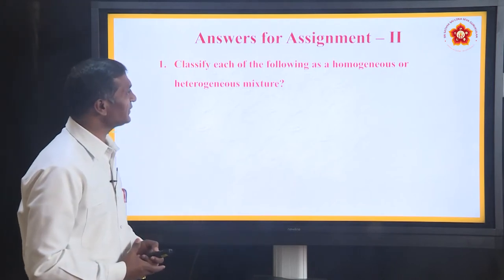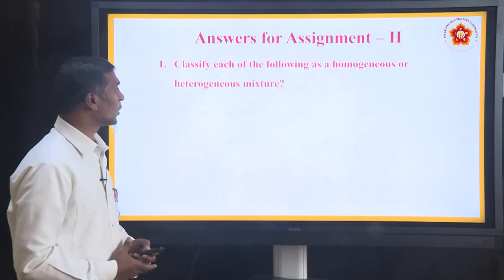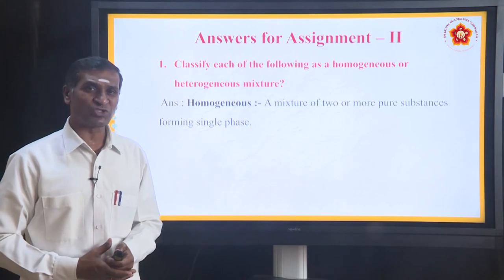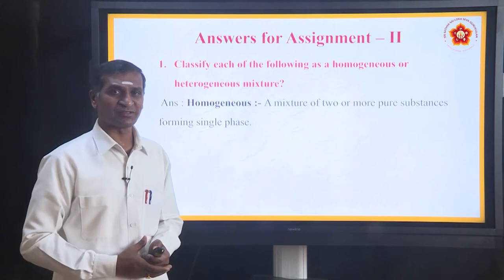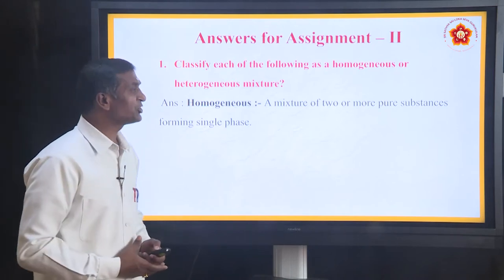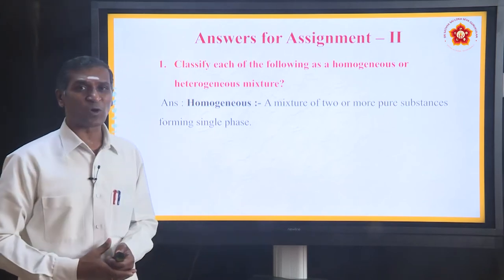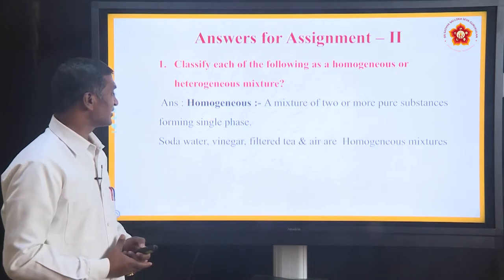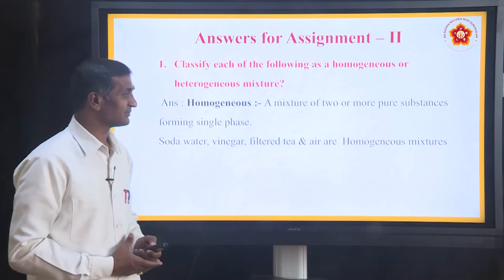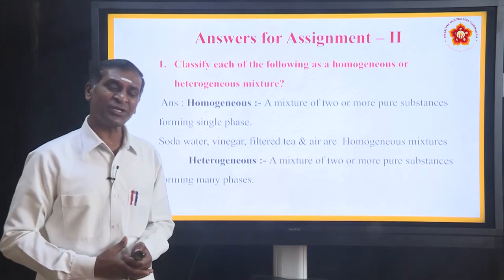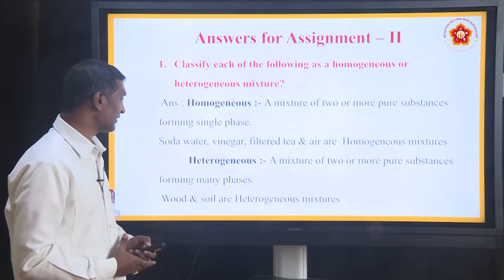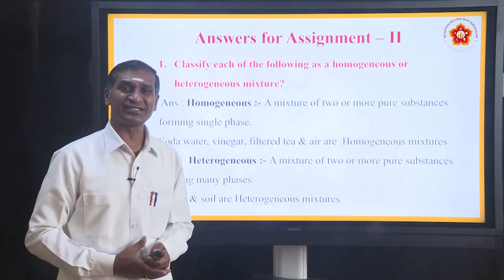The first question: classify each of the following as a homogeneous or heterogeneous mixture. Let us know what this homogeneous mixture is. A homogeneous mixture, a mixture of two or more substances, that too, a mixture of two or more pure substances which form a single phase. Soda water, vinegar, filtered tea and air are homogeneous mixtures. A heterogeneous mixture, a mixture of two or more pure substances forming many phases. The examples are wood and soil are the heterogeneous mixtures.